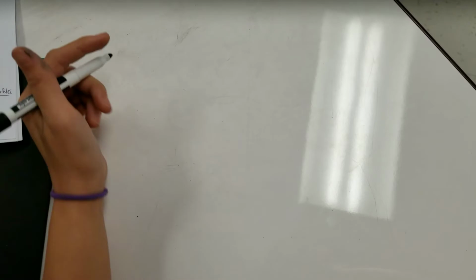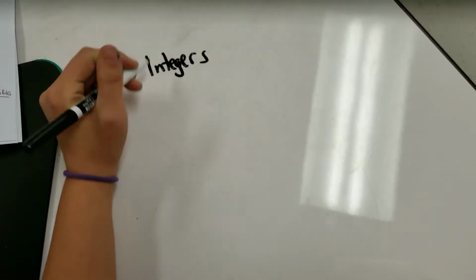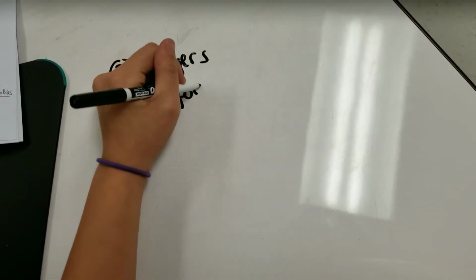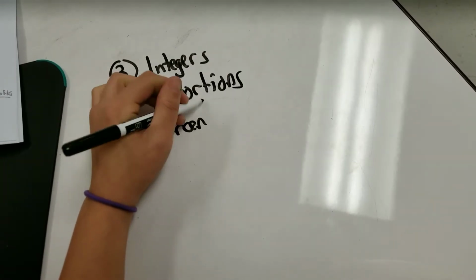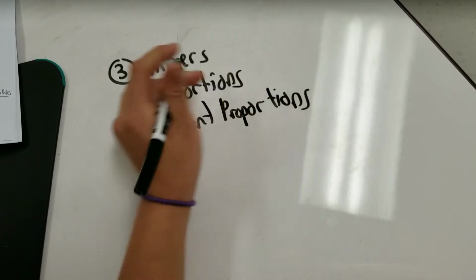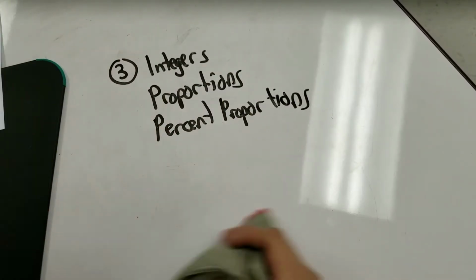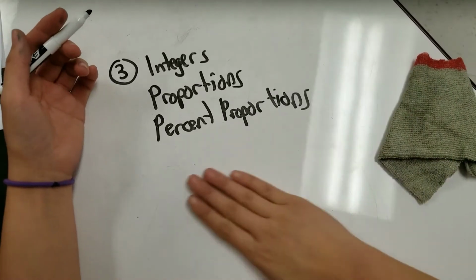Hi. Hello. Today I'm going to be doing a quick review over our second semester CBA. We're going to be going over three things: integers, proportions, and percent proportions. These are the three main things that we're going to be tested over tomorrow and Monday. And so it's important that we try to understand each one of them.